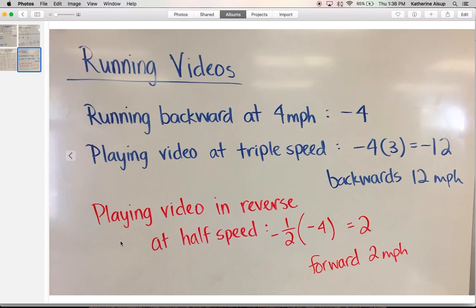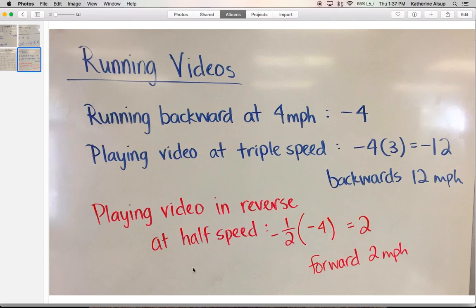Now, this one's a little bit complex, but if I had that video of him running backwards at 4 miles per hour and I played it in reverse and at half speed, 2 things are going to happen. He's going to look like he is running forwards now, so a positive product, but also the speed will be slower. So if I multiply half times 4, his speed will be cut in half. So his speed will be 2 miles per hour and he will look like he's going forward.